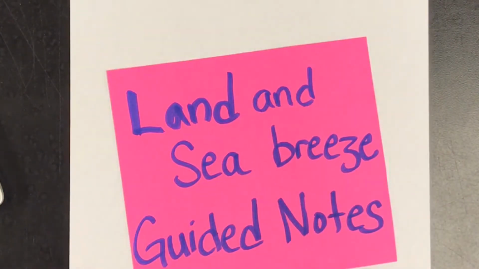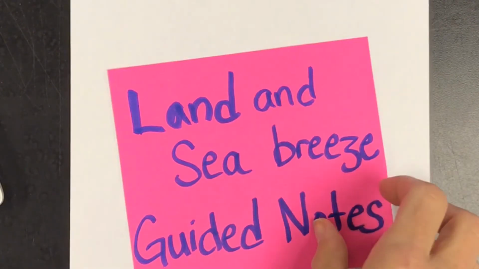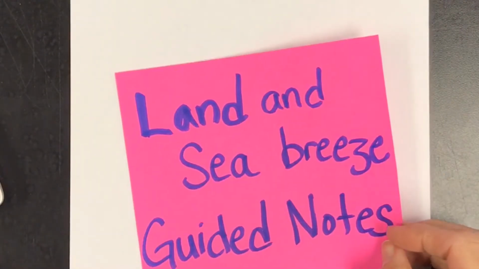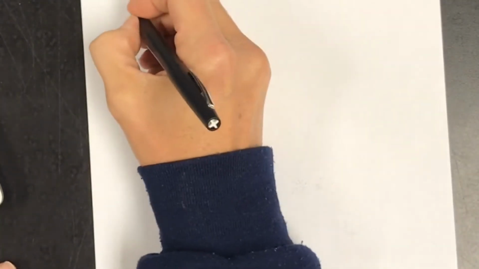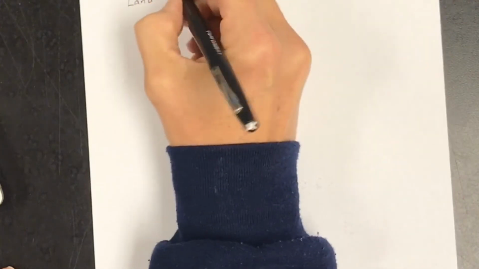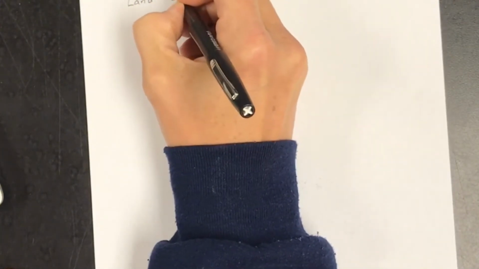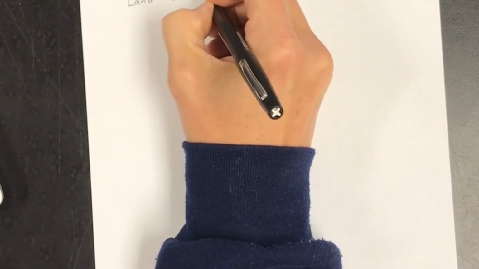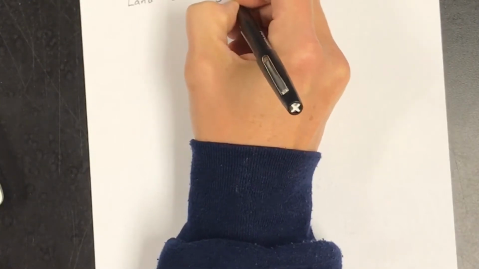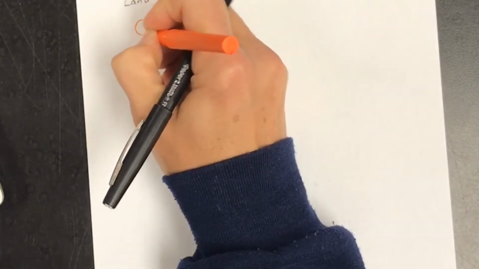Hi students. Today we're going to talk about land and sea breezes, and I'm going to guide you through some notes. So, if we're thinking about land and sea breezes, I'll write this on the title. Remember, if I write it, you write it. Land and sea breezes.